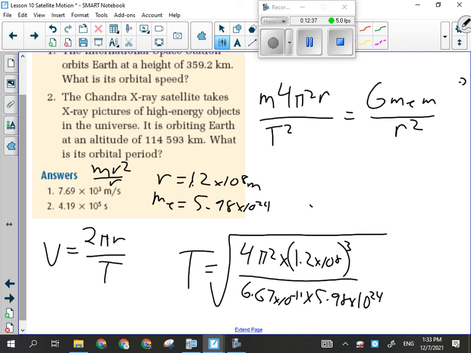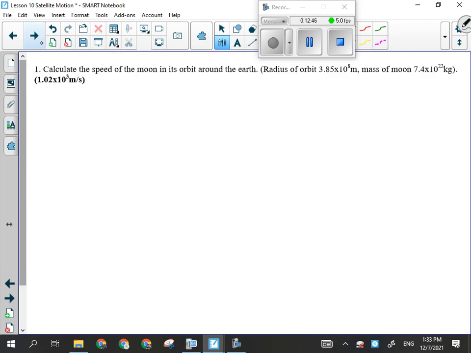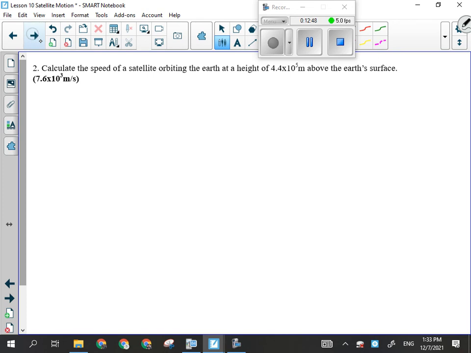Then when I started manipulating, I had to bring r squared over here. R squared times r is r cubed. Yeah? Okay. All right, we already did that one.